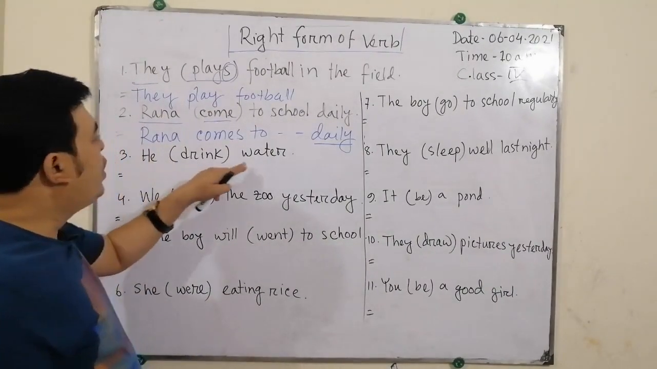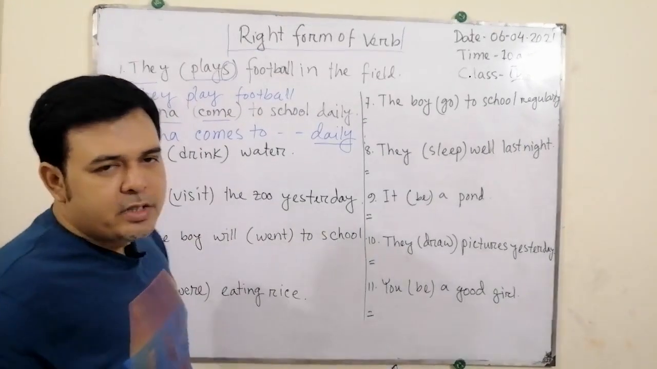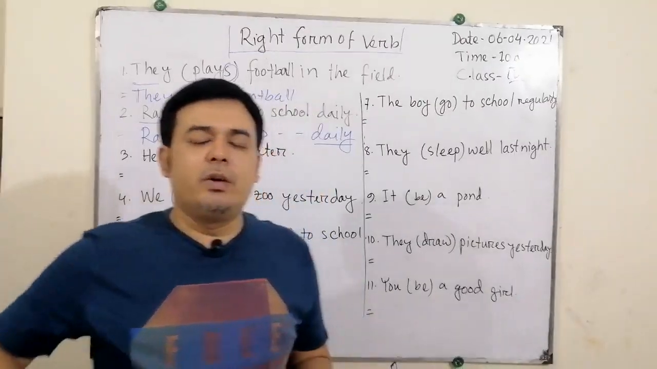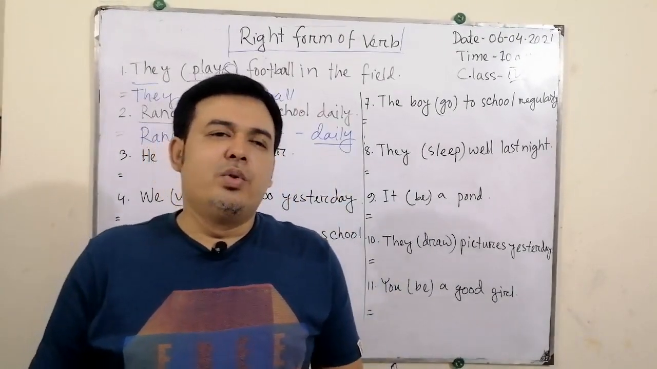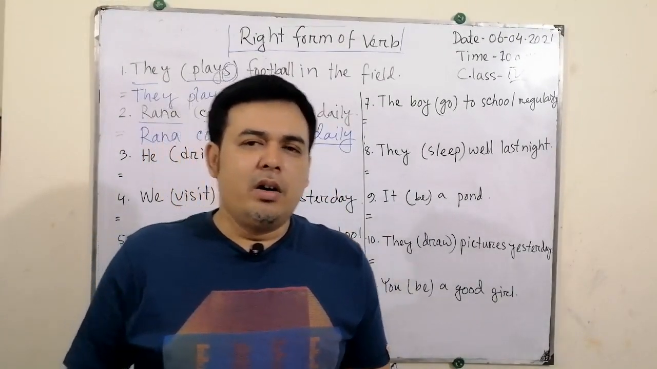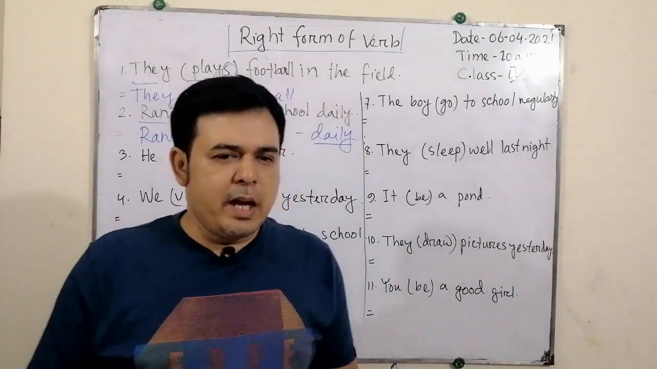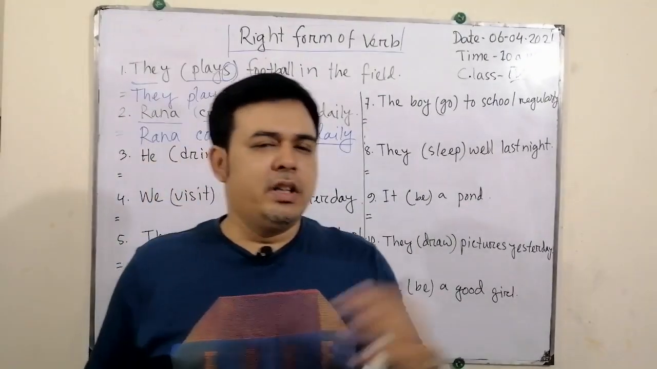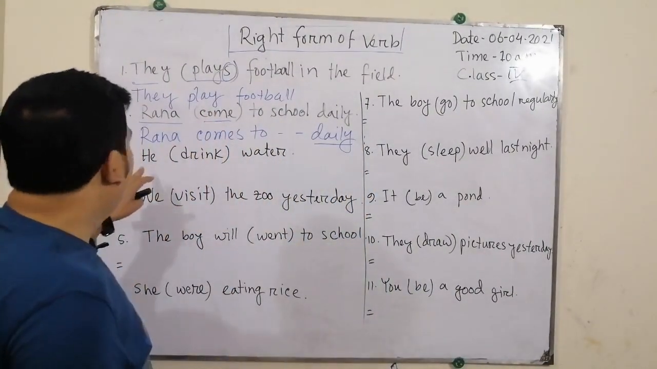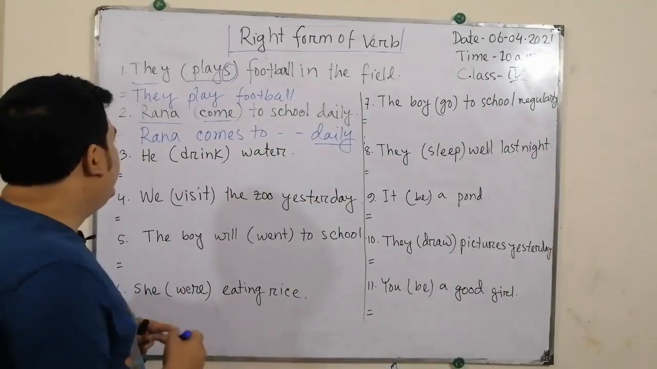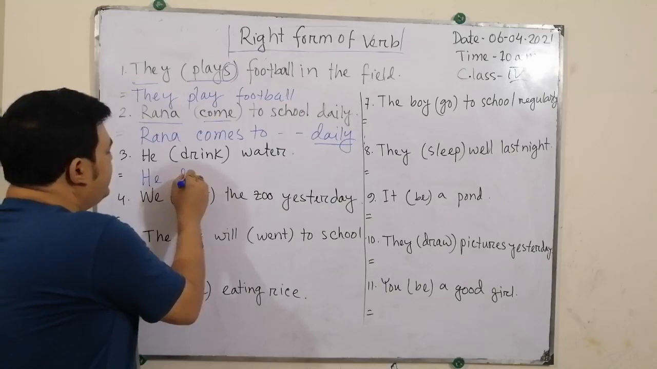He drink water. For the same reason, whenever we do any work usually, or we do it regularly, it's not happening in the past time or in the future time, we are doing it at present. So this sort of sentence belongs to present indefinite tense. And he drink water. So what will be the result here? He drinks water.